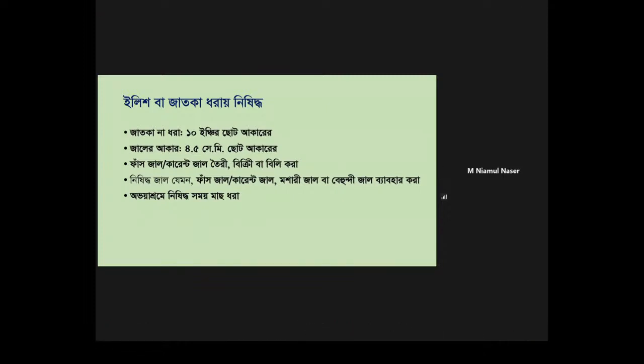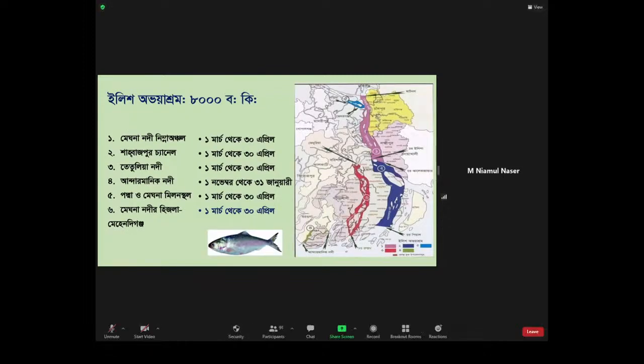They say nobody can sell it or distribute it. That's another rule or decree that was made by the government. And we have 5 sanctuaries in the country, and you cannot fish over there. So these are the Hilsa sanctuaries, which cover about 8,000 square kilometers.